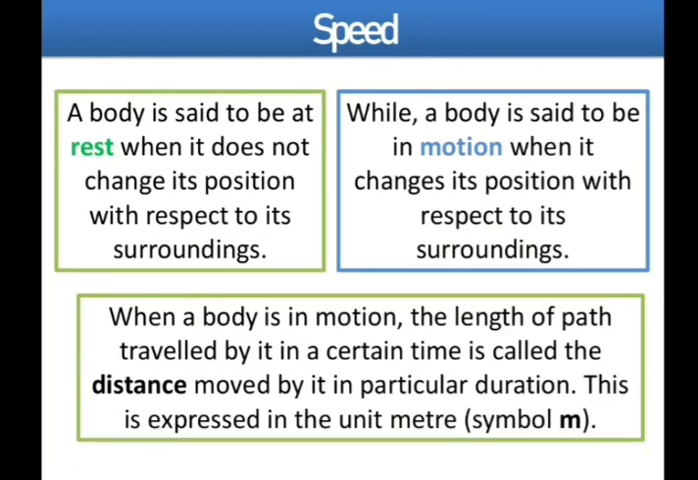Okay, now moving to our next topic, that is speed. In your 6th class you have already learned when a body is at rest or in motion.